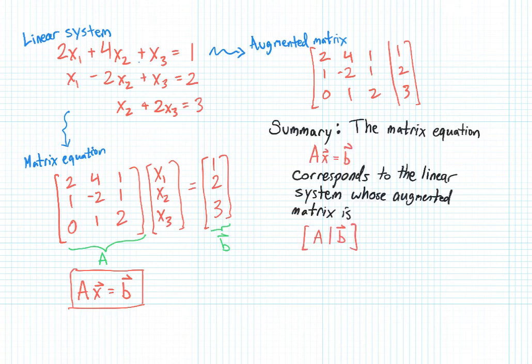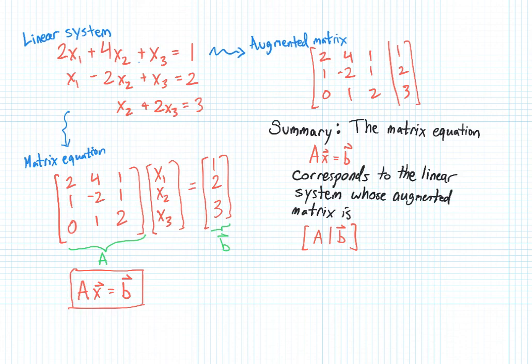And what we just saw here works in full generality. Every linear system can be rewritten as a matrix equation. And that matrix equation is really made up out of the same pieces as the augmented matrix that would correspond to that linear system. So the matrix equation is AX equals B, and the A is what's on the left-hand side of the augmented matrix, and the B is what's on the right-hand side of the augmented matrix. So in other words, linear systems are the same thing as matrix equations.